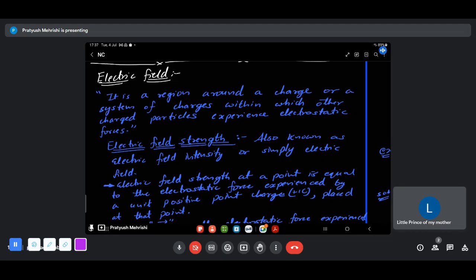So here we need some quantity. What quantity are we going to write here? One thing we need to remember, for mathematical representation, we use a unit positive charge. So electric field strength is nothing but the force experienced by a unit positive charge, that is 1 coulomb charge, when it is placed at that point.